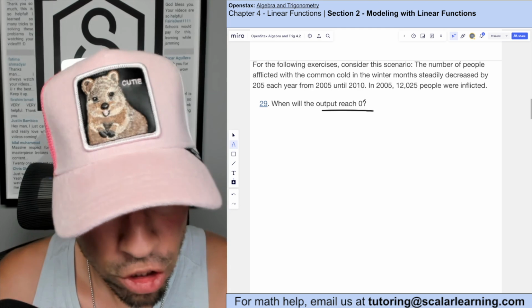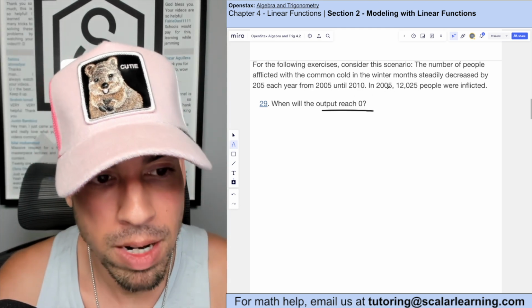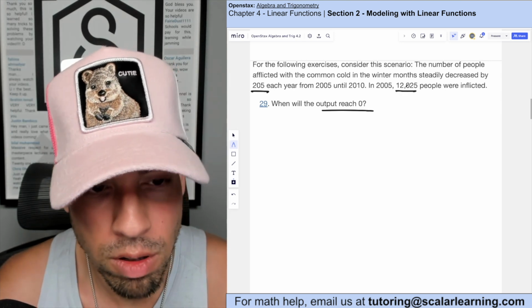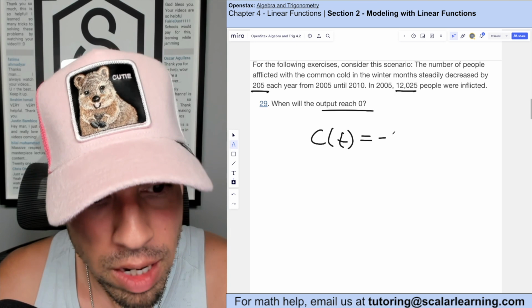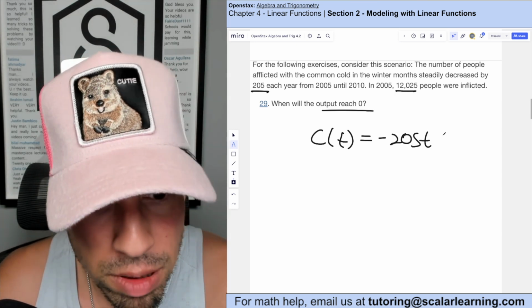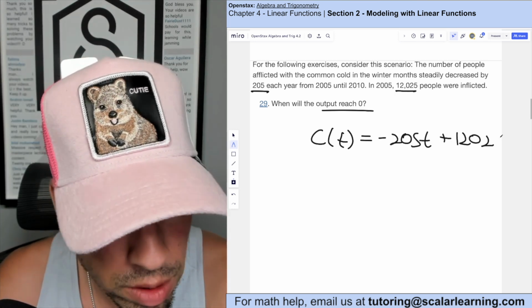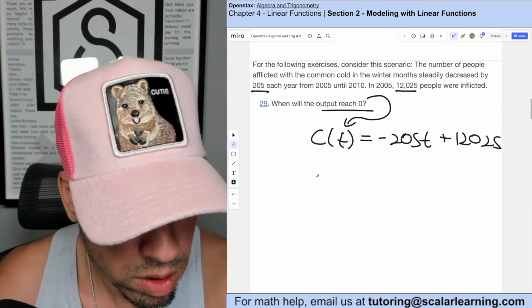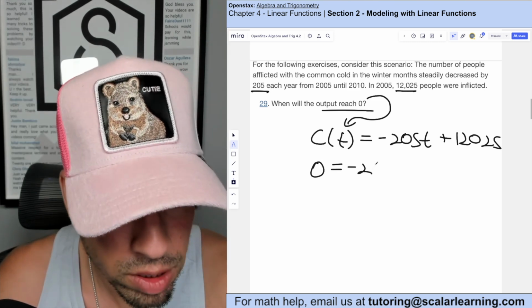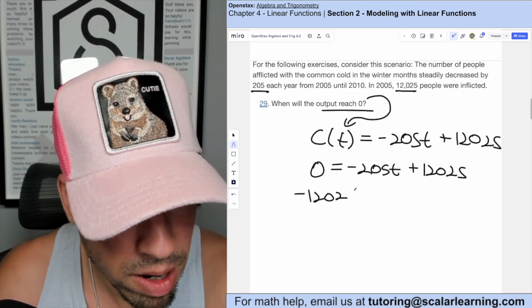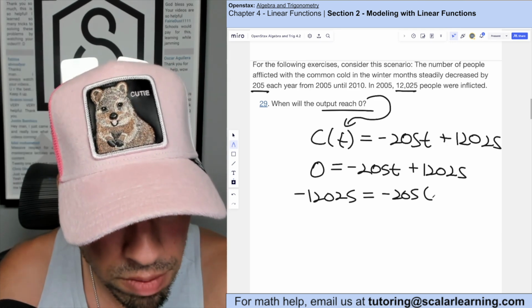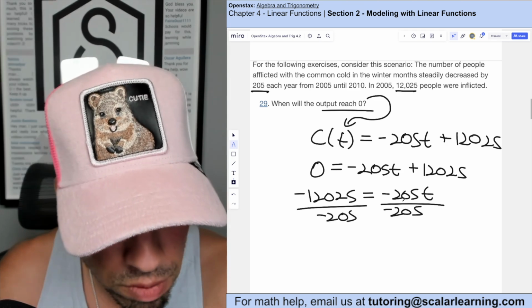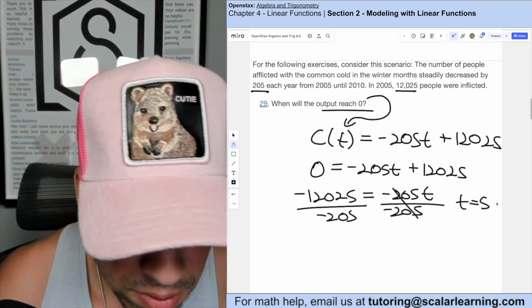When will the output reach 0? So again, I'm going to pull up my linear function for this scenario with a slope of negative 205 and a y-intercept of 12,025: negative 205 times t plus that initial value, 12,025. When will the output reach 0? To figure that out, we're going to plug 0 in for the c value and solve for t. So I'm going to subtract 12,025 from both sides, which equals negative 205t. Then we're going to divide by negative 205, and we get t equals 58.7.